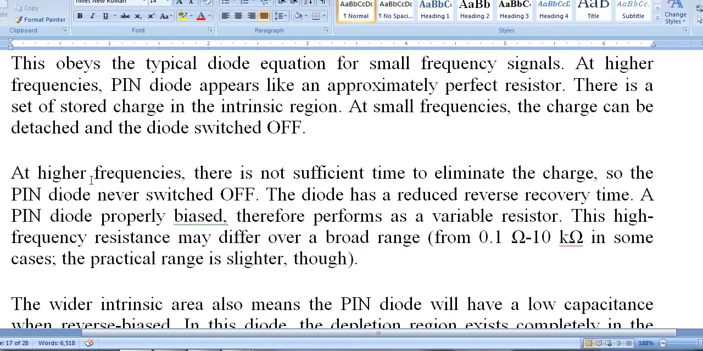And at higher frequencies, there is not sufficient time to eliminate the charge because the frequency is very high, so the PIN diode never switches off. The diode has a reduced reverse recovery time. A properly biased PIN diode therefore performs as a variable resistor. This high frequency resistance may differ over a broad range from 0.1 ohm to 10 kilo ohm. In some cases, the practical range is smaller.